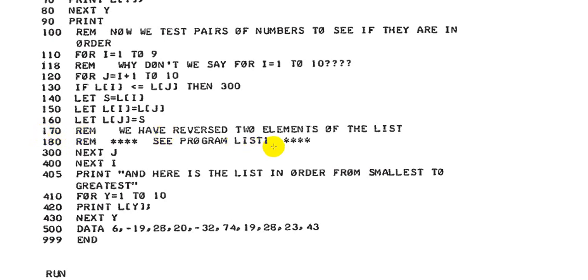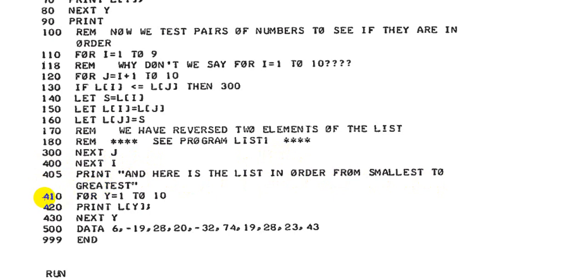170 REM. We have reversed two elements of the list. 180 REM. Triple symbolization. 300 next J, 400 next I, and 405 print. And here is the list in order, or here is the list ordered from the greatest to the greatest.